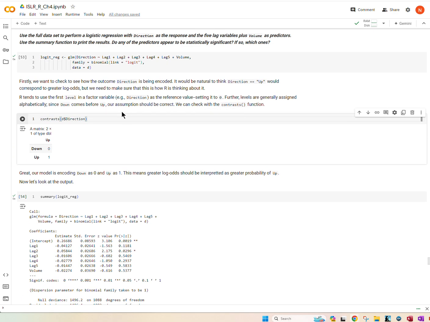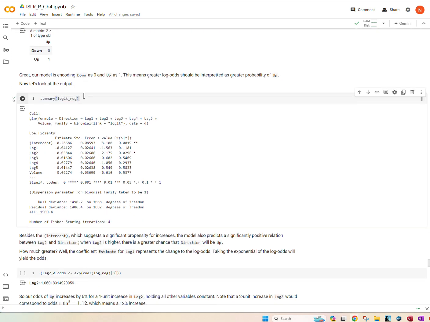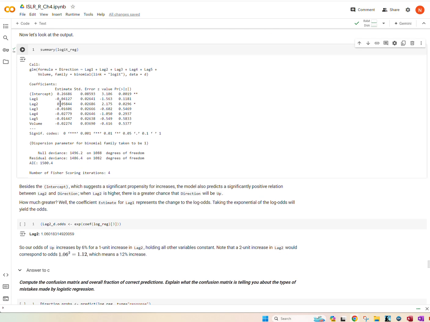So here's the summary function right here. What this means is that all of these are pertaining to the log odds of the market going up versus going down. Remember, odds is a ratio, and the ratio here is the probability of going up over the probability of going down. That's what these different values represent.